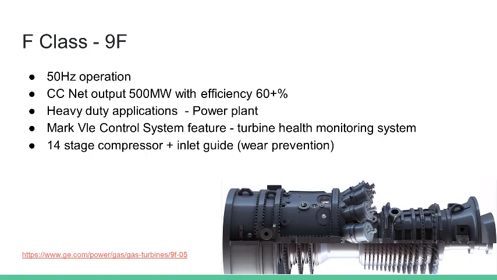The last of the F-class turbines we'll be looking at is the 9F model. The one we'll be talking about is the 05 version. This model is cost efficient, has cleaner power, and boasts the most advanced technology out of all the other F-classes. It runs at 50 hertz, with a combined cycle net output of about 500 megawatts, and has an efficiency of over 60%. The best use for this model is for power plants or cycling applications.